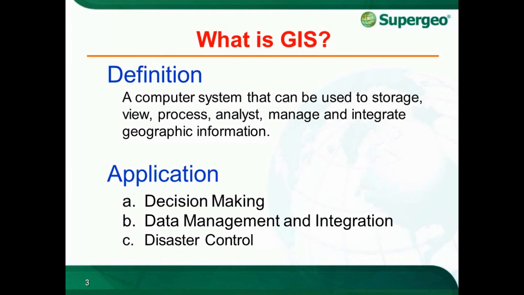In fact, applications of GIS are now widely used almost everywhere, like decision making, data management and integration, or even disaster control. Besides, GIS has been applied to assist experts and professionals in analyzing various types of data and dealing with complex situations. Therefore, GIS now plays a very important role in this generation.